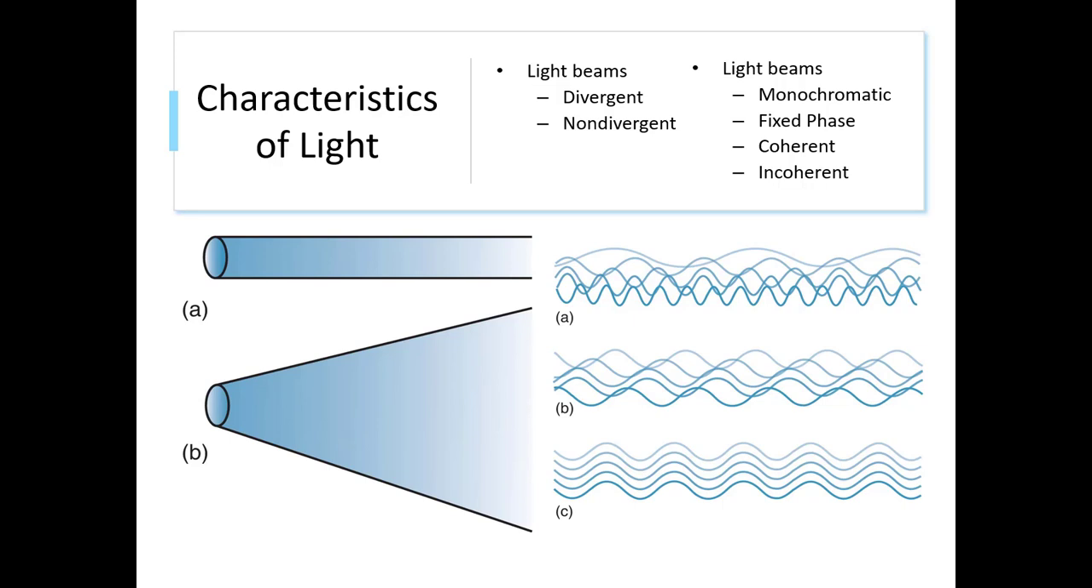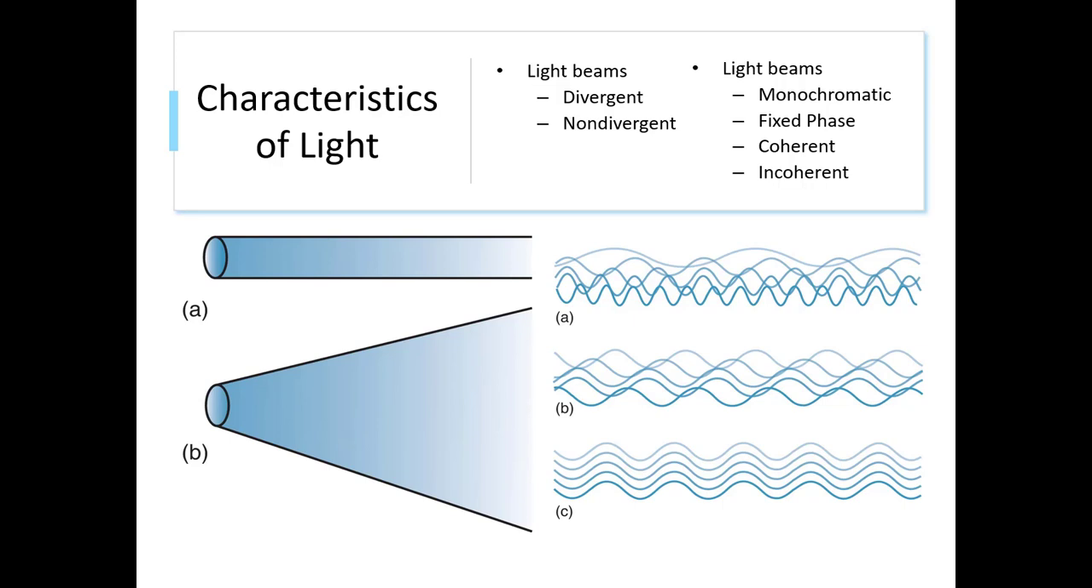Light beams can be divergent or non-divergent. Light beams can also be monochromatic, fixed-phased, coherent or incoherent. On the left, we have divergence of light, which is illustrated by contrasting A, a non-divergent beam, with B, a divergent beam. On the right, there are wave patterns of 3 different types of light. The top, A, is the light from a common light bulb. It is composed of waves of different frequencies and phases. The middle, B, is an LED light.